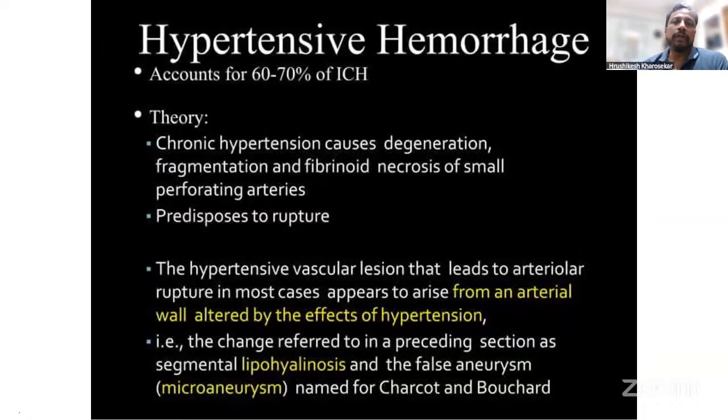So coming to hypertensive hemorrhage, which accounts for 60 to 70% of the ICH, theoretically it is due to chronic hypertension, which causes degeneration and fibrinoid necrosis of the small perforating arteries, leading to the rupture. It is from the arterial wall altered by the effects of hypertension.